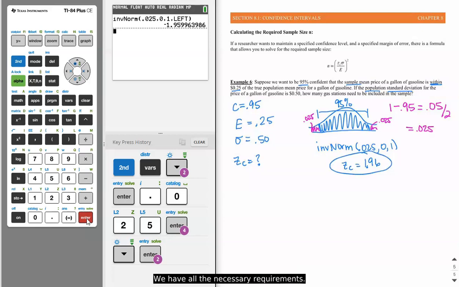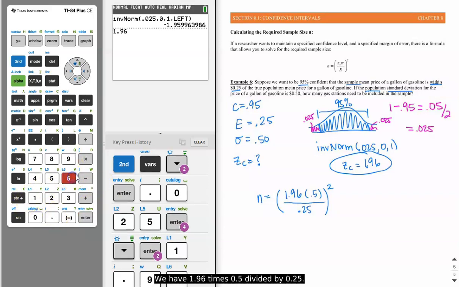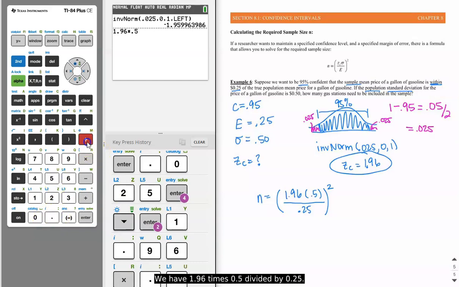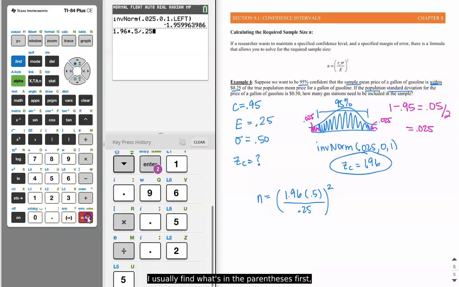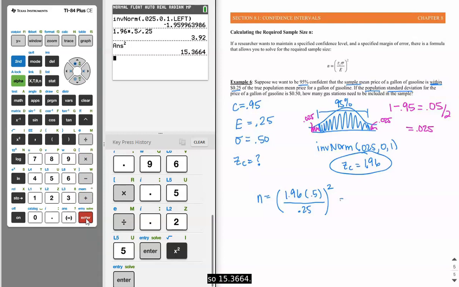Okay, so we have all the necessary values that we need to find the sample size. I have 1.96. The population standard deviation is 0.5. And then the error is 0.25, and we're going to square this. So we have 1.96 times 0.5 divided by 0.25. I usually find what's in the parentheses first, and then I'm going to square that. Okay, so 15.3664.